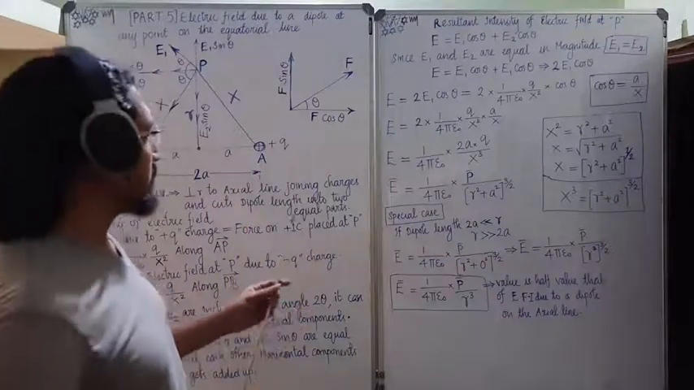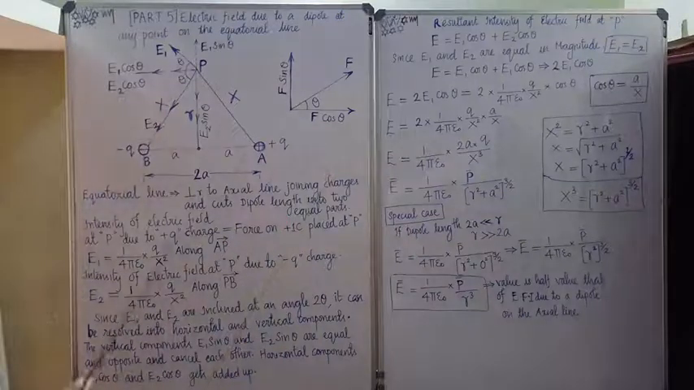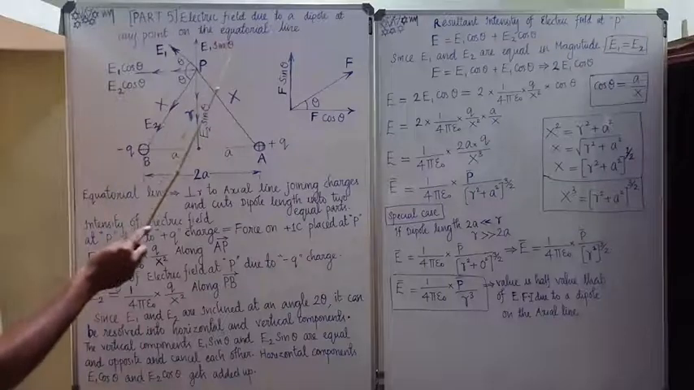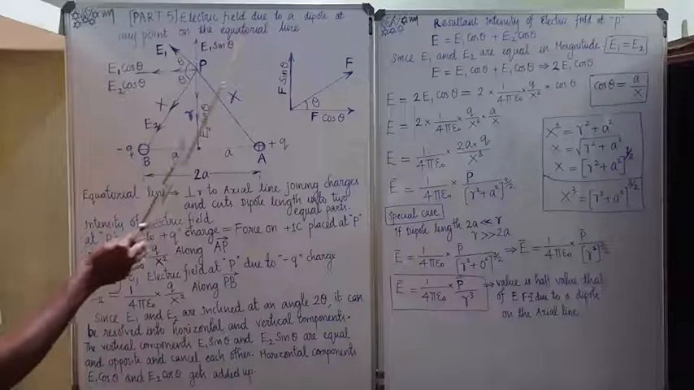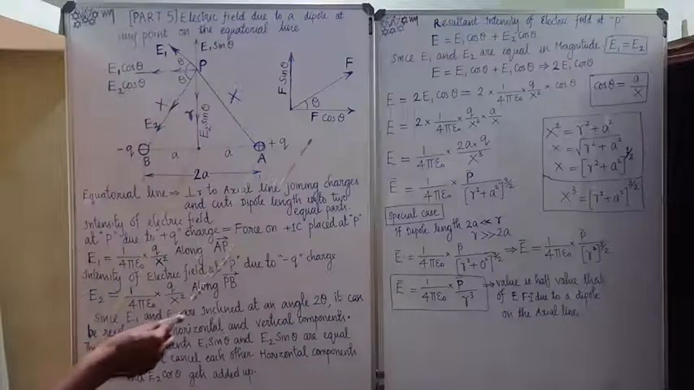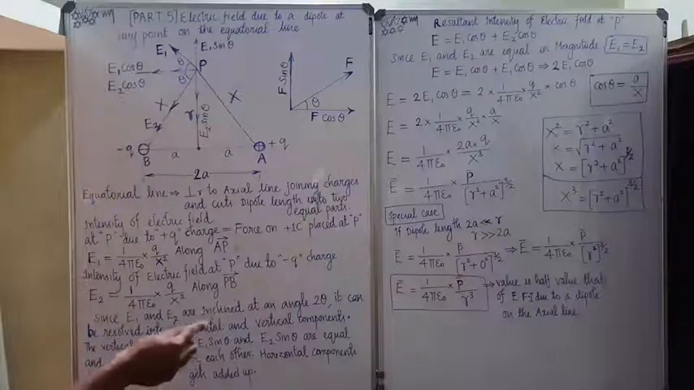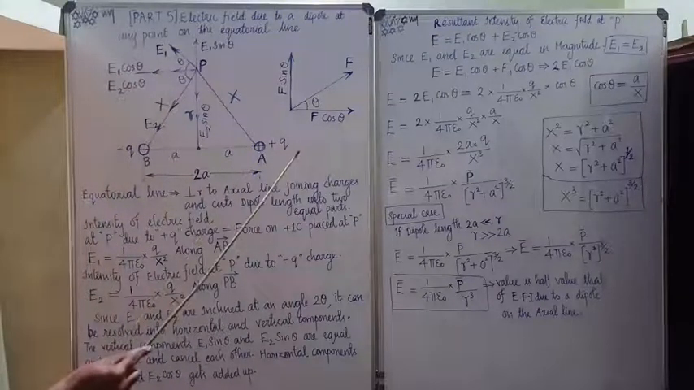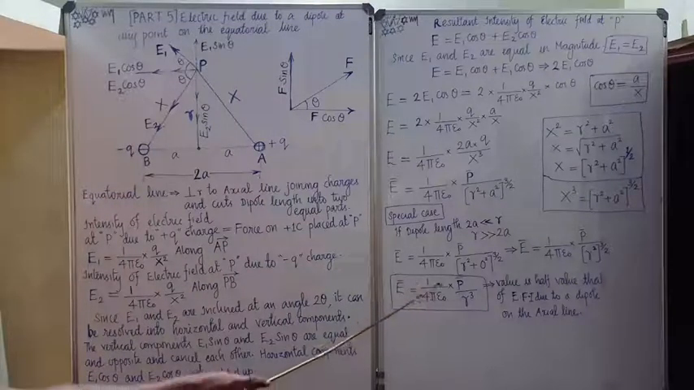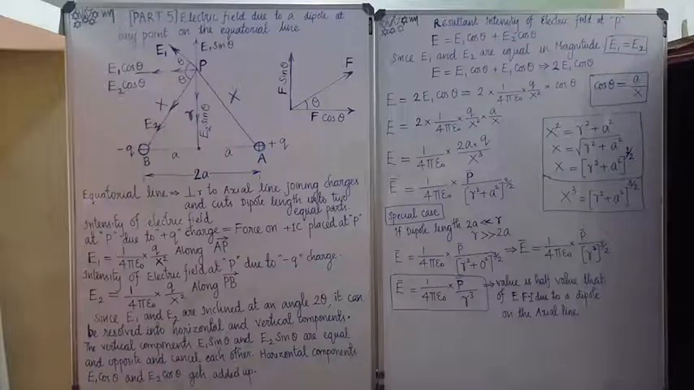Now, in this part, I am going to discuss the electric field due to a dipole at any point on the equatorial line. In the previous part, I explained it along the axial line, where we calculated the electric field intensity, which is E = 1/(4πε0) × 2p/r³ at last, as a special case. But here only half that value is found.